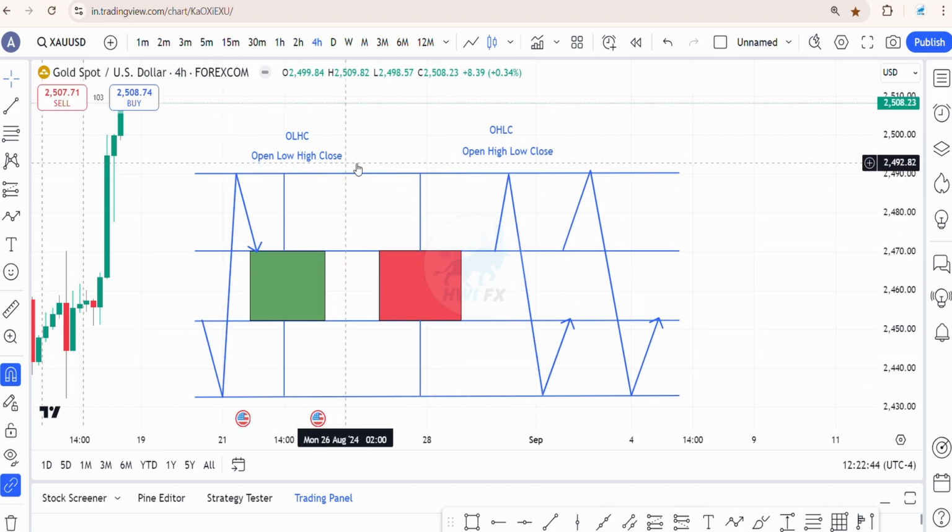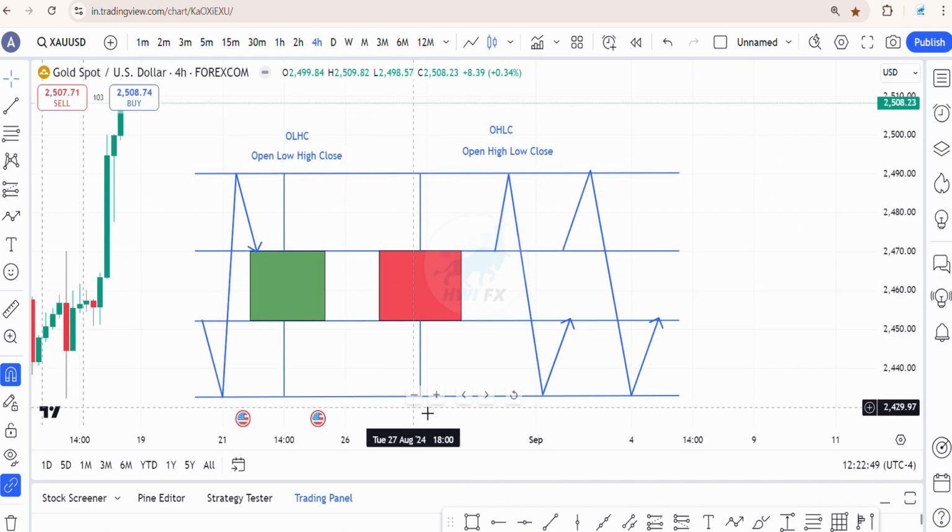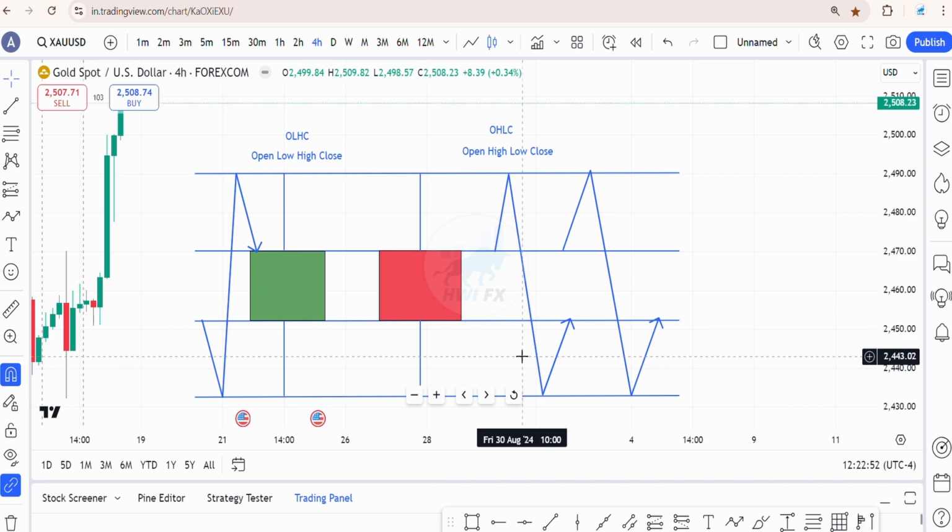Okay. Open, low, high, close, open, high, low, close. And this is the way a bullish candle forms, and this is the way a bearish candle forms. So this was all about, guys, candle formation in the market.